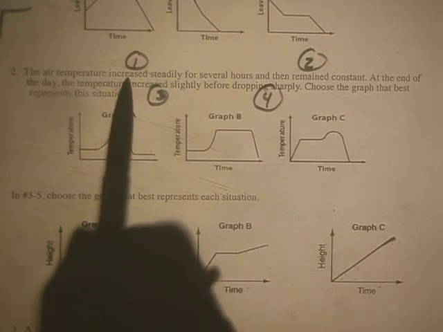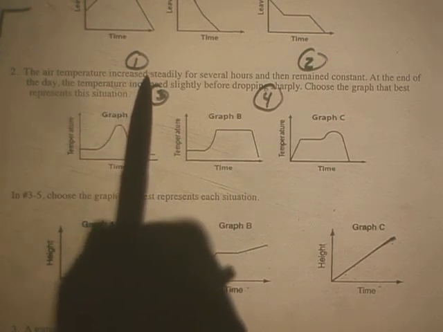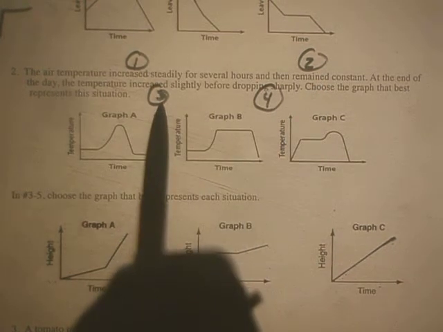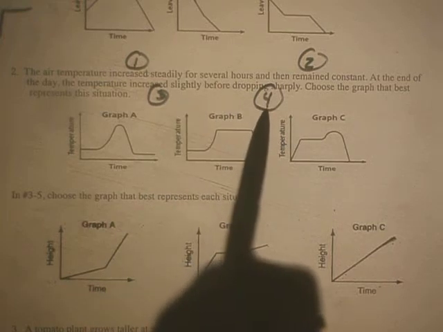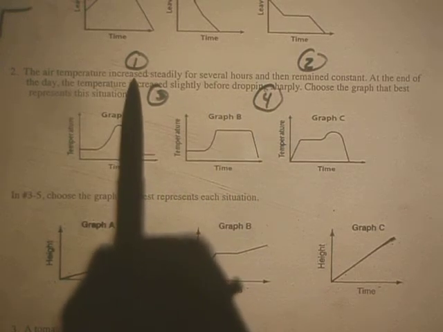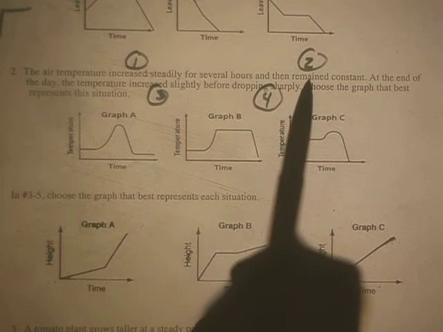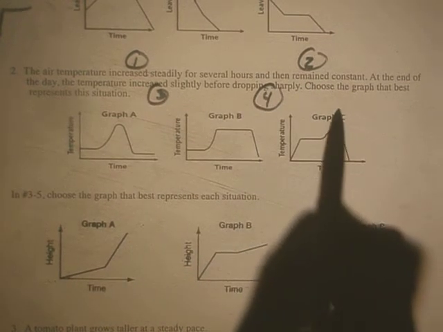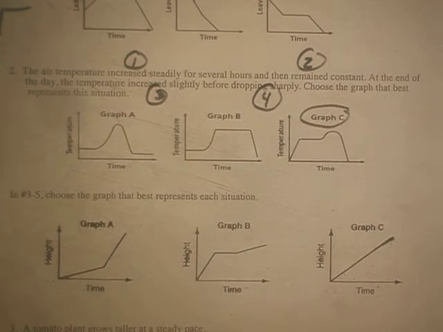So our graph should start going up a little bit, and then it's flat where it remains constant, and then it goes up, and then it drops quite a bit. So increase, flat, increase, drop, and that one matches up with graph C.